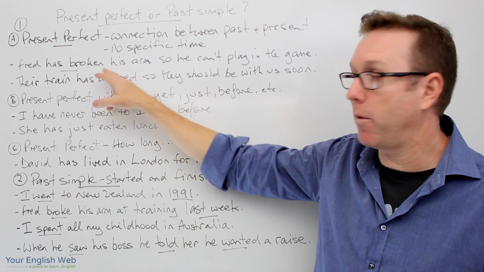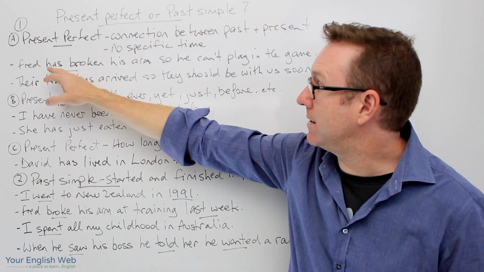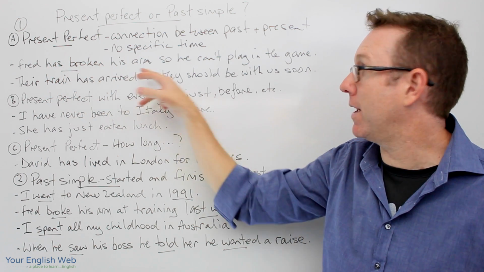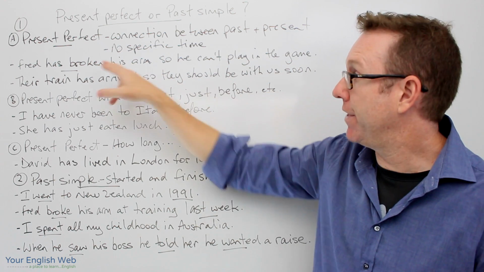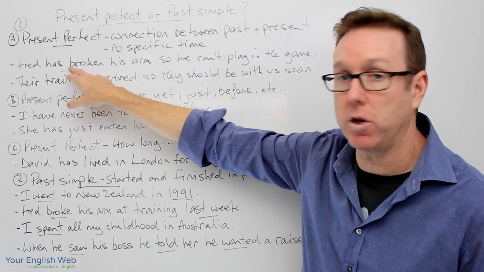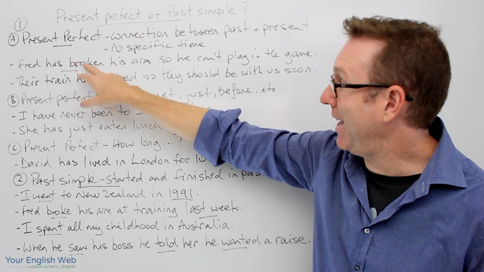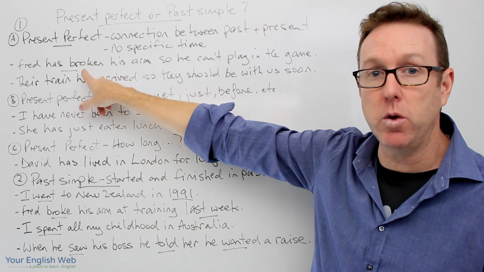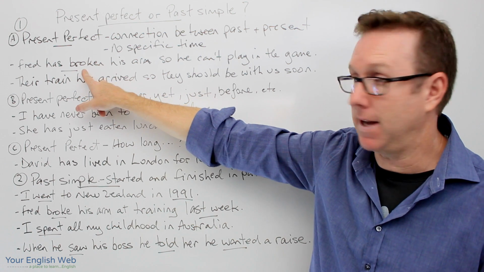Now there's no time reference. If I said Fred broke his leg last week, so he can't play in the game, there's a time reference. So we wouldn't use the present perfect. But here, no time reference, connection to the present, so we use the present perfect tense.